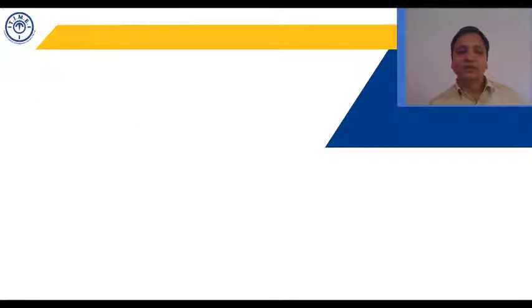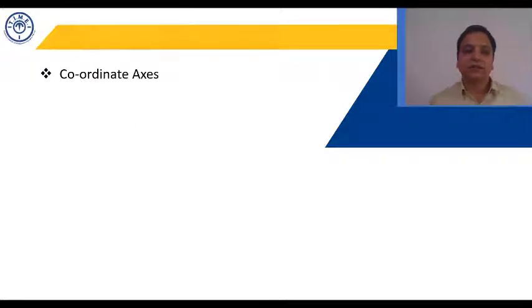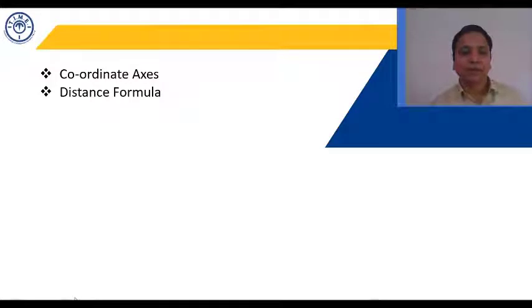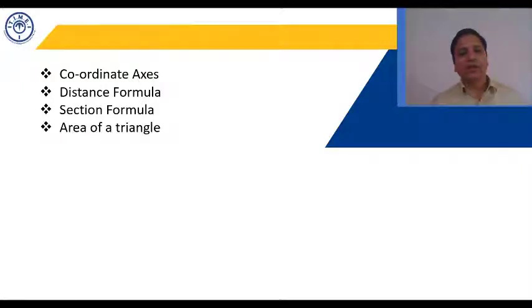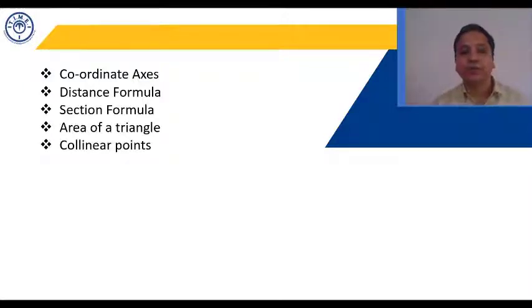Now I divided this class into different sections. First we'll be learning about coordinate axis, x-axis and y-axis both. Then distance formula. Third, section formula. We'll be doing questions also on the same. Fourth, area of the triangle. If vertices are given, how do we find the area of a triangle? And then collinear points. What is the definition for collinear points and what are the basic conditions for that?